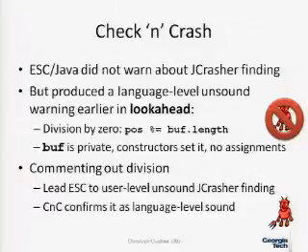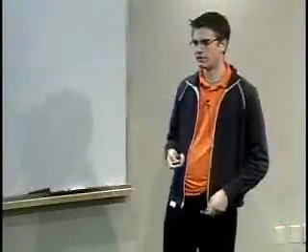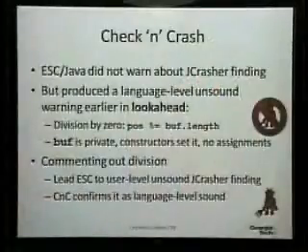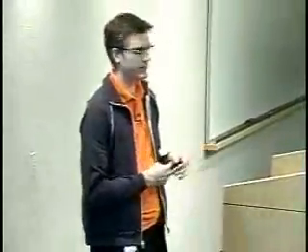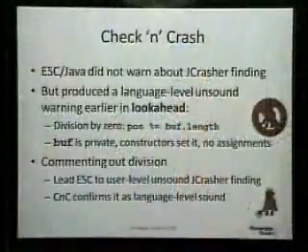So what was interesting in running check and crash was that it did not find the case that JCrasher found. But ESC Java did not even warn about the case. Instead it warned about some other issue in the same method, which occurs a little earlier in the method. Basically that there's a potential division by 0 here when you divide pos by buff.length.